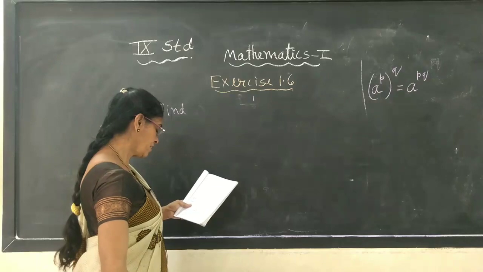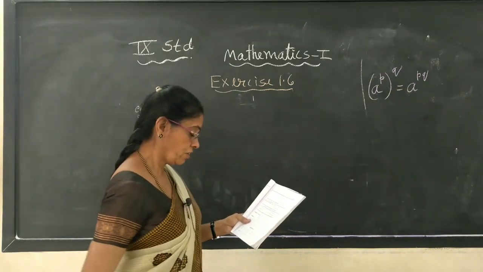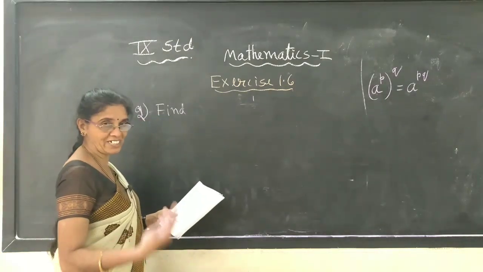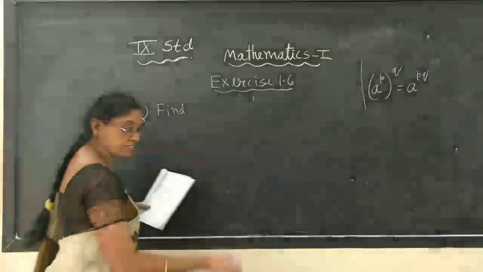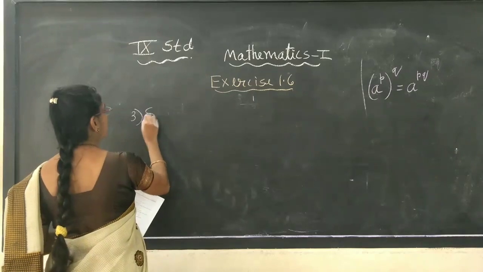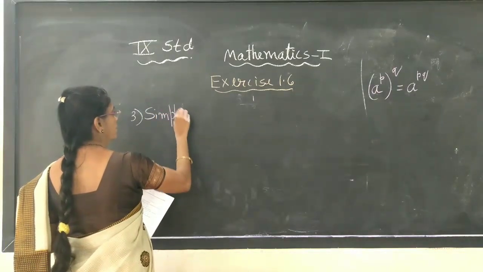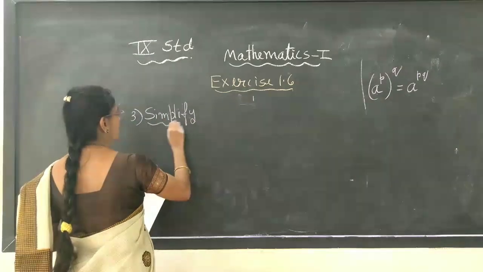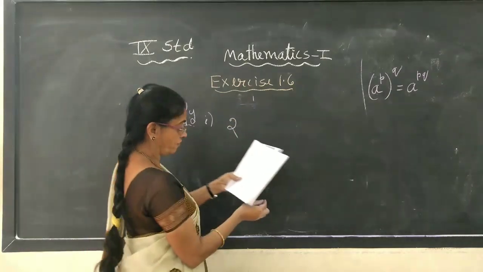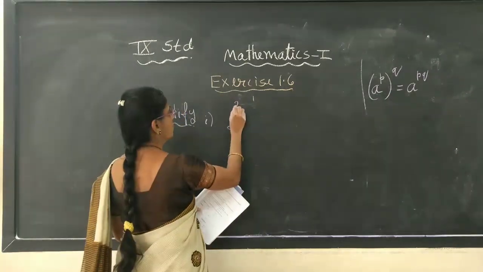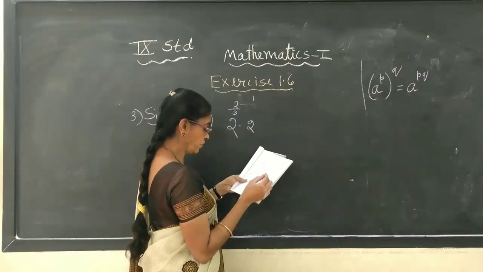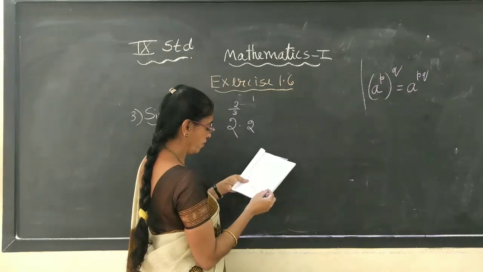The last one, simplify. Simplify again, you have to, there are 2 numbers given instead of 1, and we have to use the law and get the answer, that's all, okay. Simplify, third main. Simplify, first one, 2 to the power of 2 by 3 into, that dot is into, okay, 2 to the power of 1 by 5.